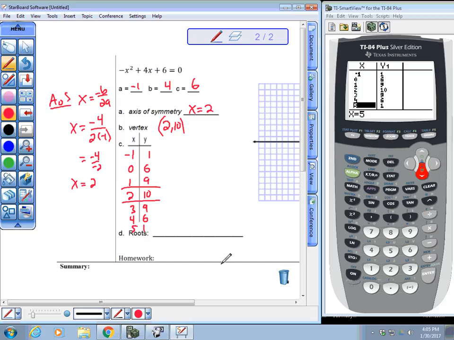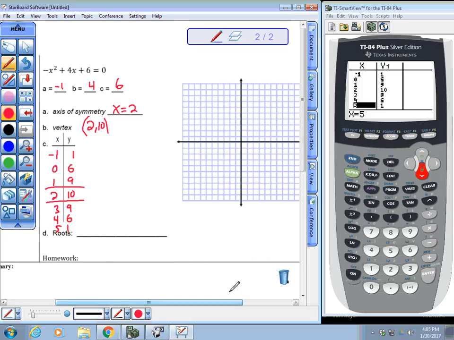Now I'm going to have to extend this a little bit further because when we graph this, -1, 1, 0, 6, 1, 9, 2, 10, and so on, we never get down, but we're definitely going to go lower than the x-axis. But let's see how much further. So in order to do that, I'm going to scroll down, and it's going to be 6, negative 6. So 6 and then down 6.